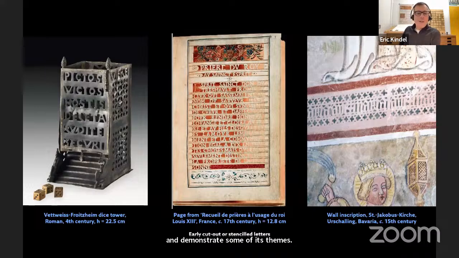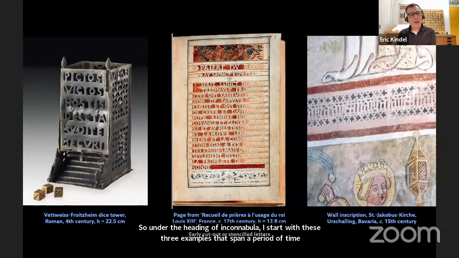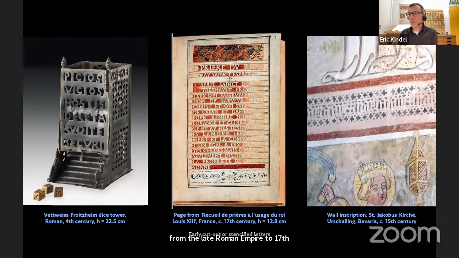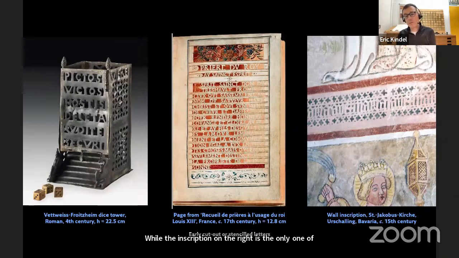So my first scene is about origins, and for anyone who's a researcher, often origins are of great interest. So under the heading of incunabula, I start with these 3 examples that span a period of time from the late Roman Empire to 17th century France by way of late medieval Bavaria. The examples to the left and in the middle are what might be called cut work, while the inscription on the right is the only one of the 3 that's actually stenciled.